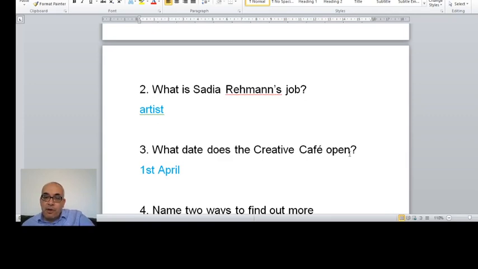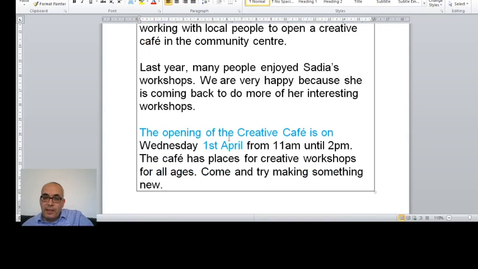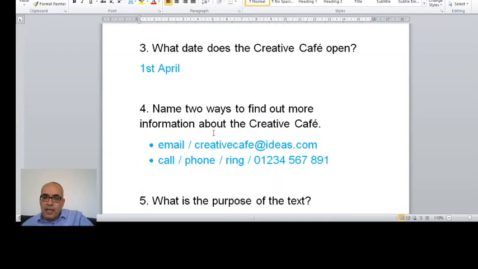Does the Creative Cafe open? So I have to go to the Creative Cafe and then find the answer about the date. And here, the opening of the Creative Cafe is on Wednesday, the 1st of April. So what date does the cafe open? It opens on the 1st of April. That's the answer.